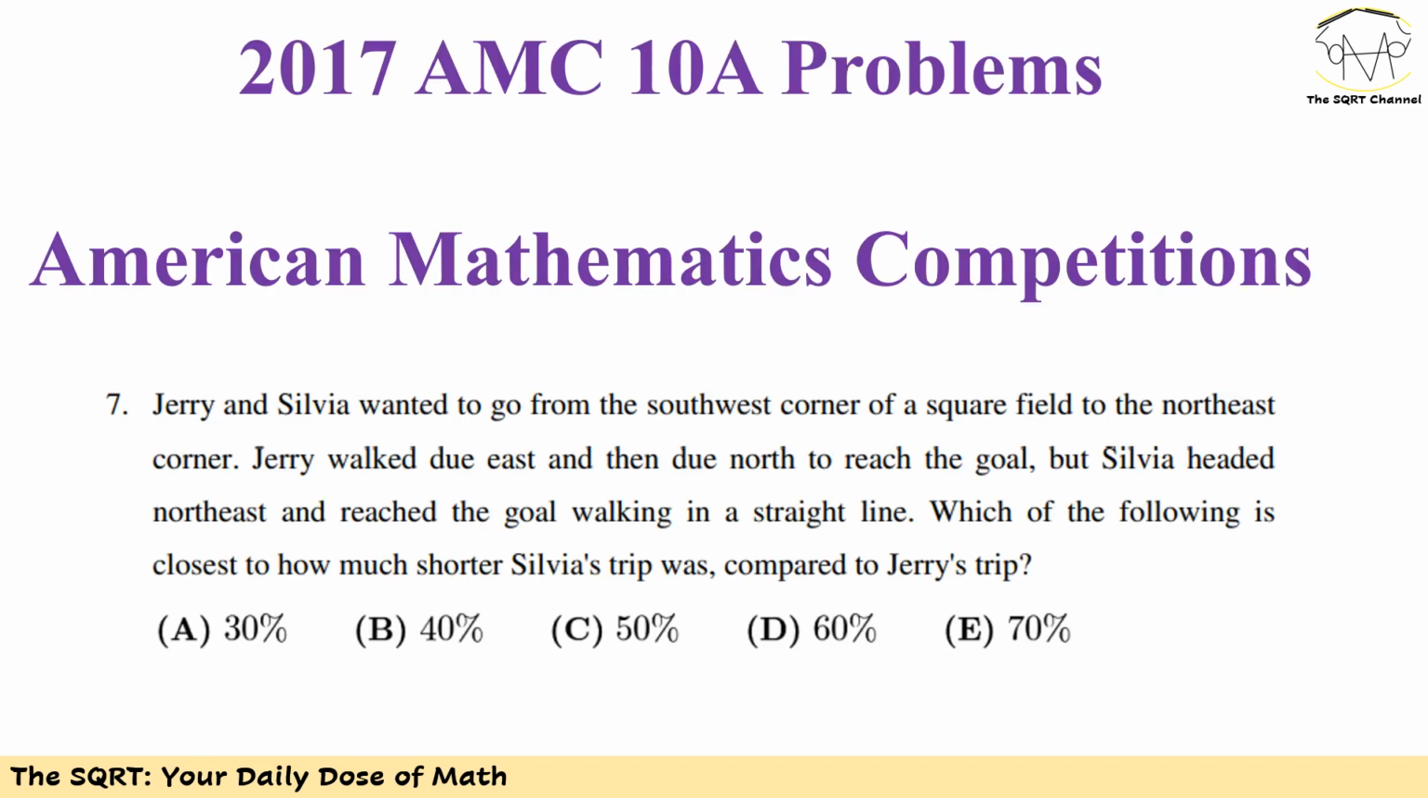For problem number 7, we have Jerry and Sylvia wanted to go from the southwest corner of a school field to the northeast corner. Jerry walked first to the east and then to the north to reach the goal, but Sylvia headed northeast and reached the goal walking in a straight line. Which of the following is the closest to how much shorter Sylvia's trip was compared to Jerry's trip? Think about it and we will see the answer in a bit.